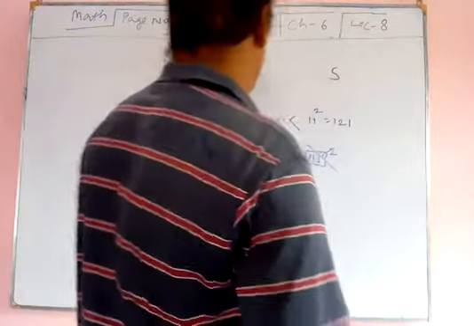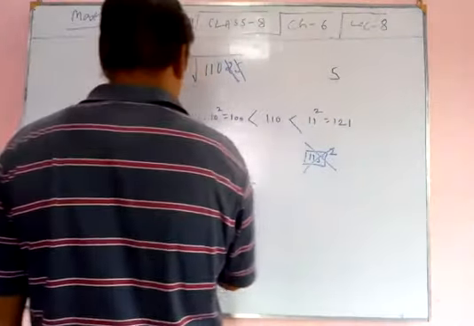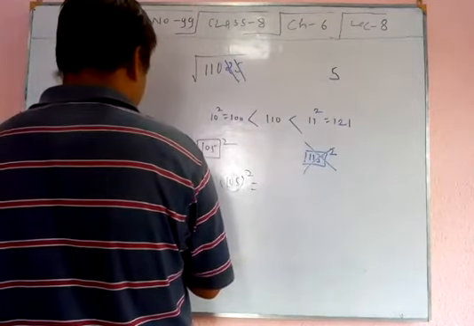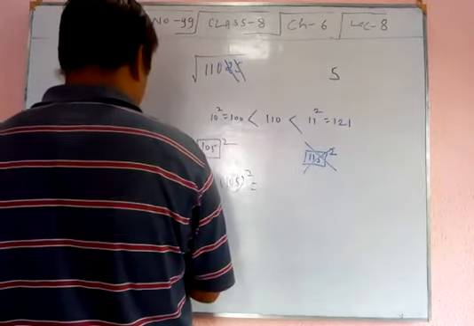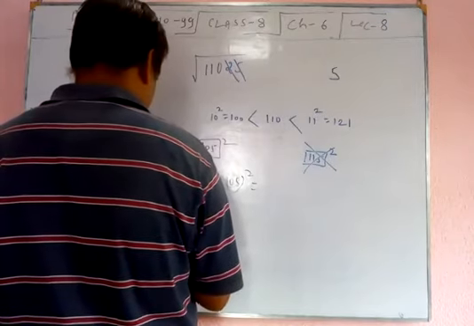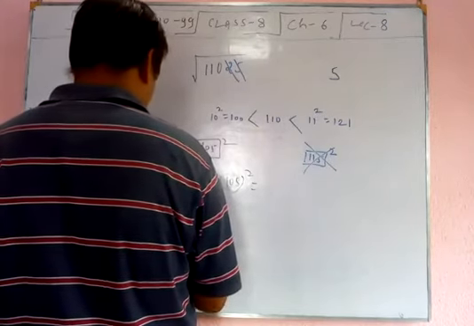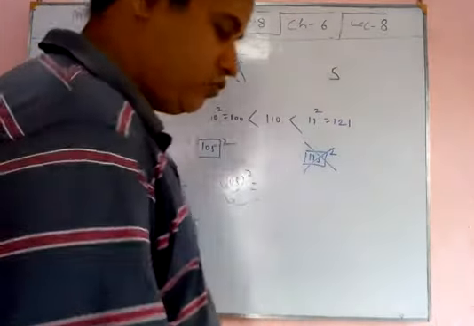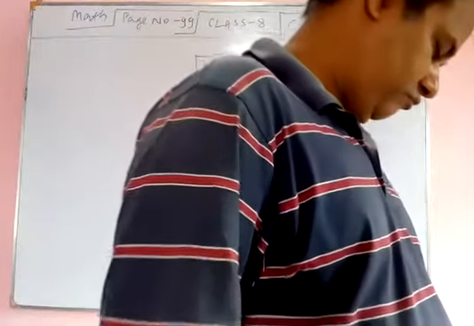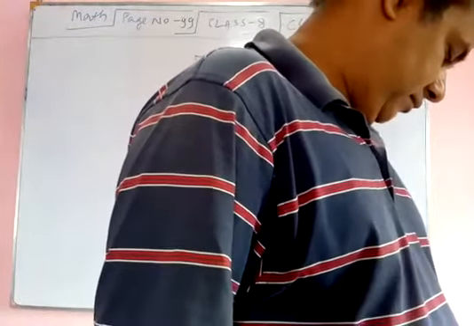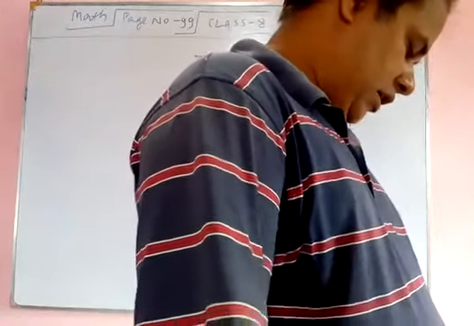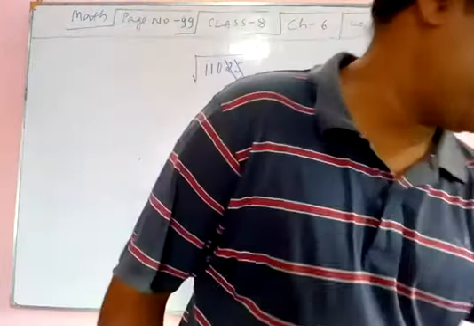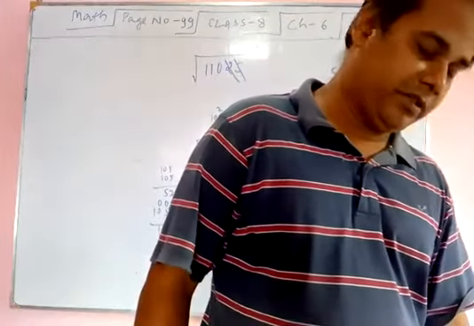So let us check the solution. 105 into 105, that is 525 and 105, so 11025. So this is the solution, 105 square. Now exercise 6.2 is there. There are some questions, you have to solve all the questions of this exercise.